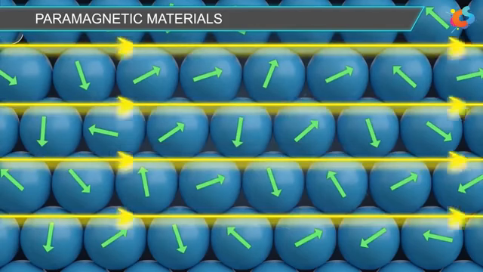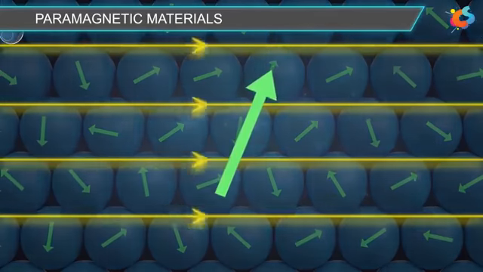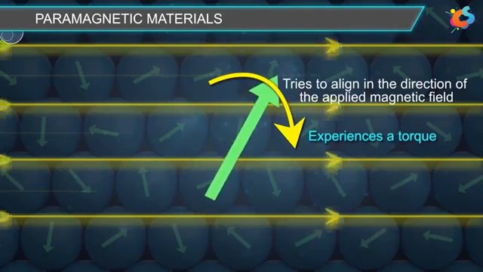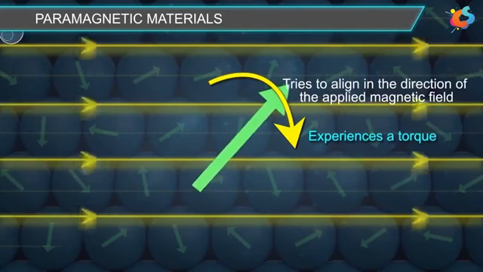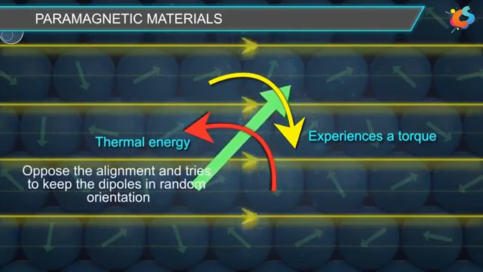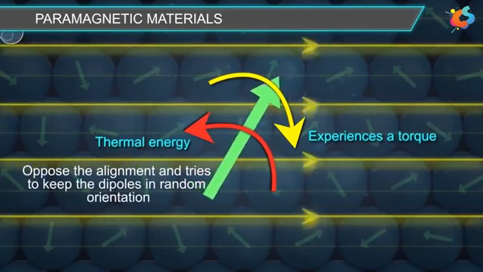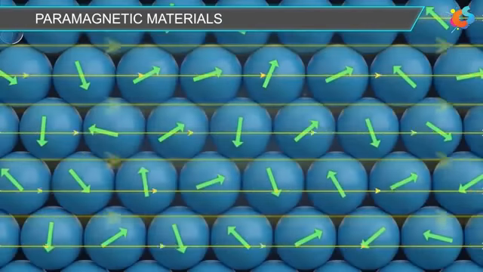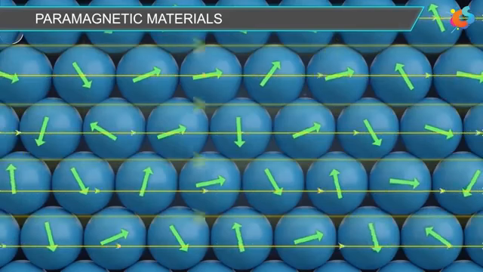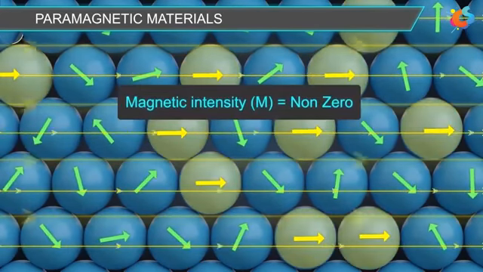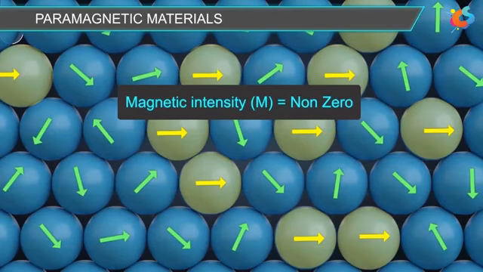When an external magnetic field is applied, the magnetic dipoles experience a torque and try to align in the direction of the applied magnetic field. At the same time, the thermal energy of the material opposes the alignment and tries to keep the dipoles in random orientation. Due to the opposing factors, only a small number of dipoles align in the direction of the magnetic field and the magnetization intensity of that material will become non-zero.